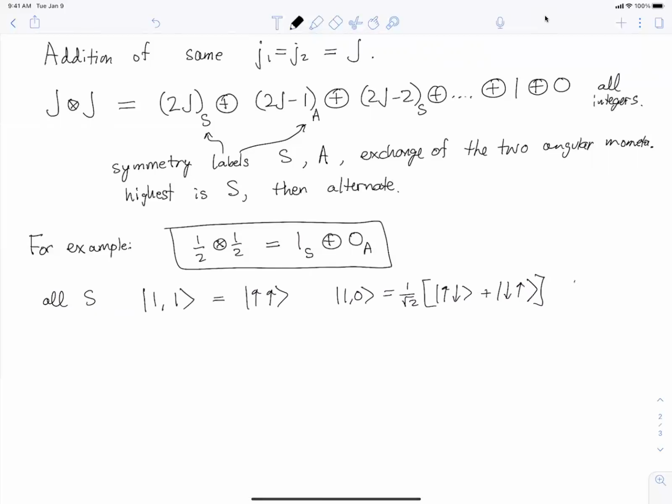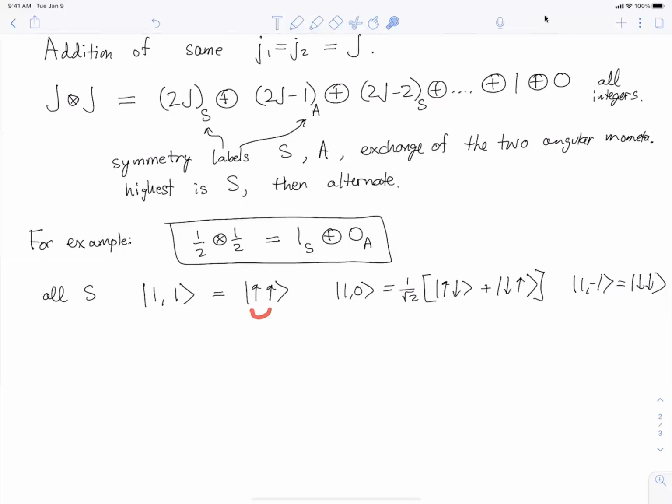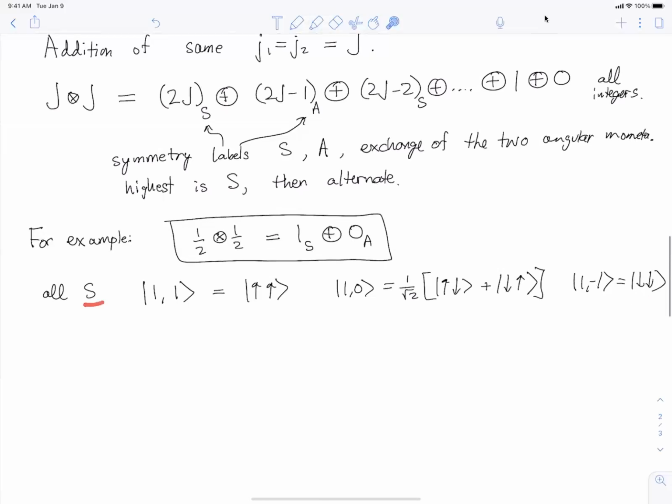And the state 1, minus 1 in the product basis was down arrow, down arrow. And so now the point is, if I interchange a spin up with a spin up, then since they're the same, nothing happens. Here I'm interchanging this one with that one, which turns up arrow, down arrow into down arrow, up arrow, and vice versa. So the fact that there's a plus sign there between these makes this a symmetric thing. And then the same thing for the down arrow, because they're the same thing, when I interchange them, I get the same thing back. And so those are all symmetric.